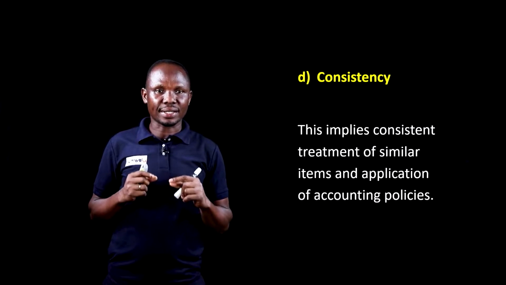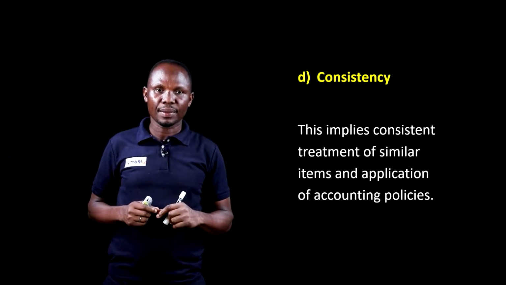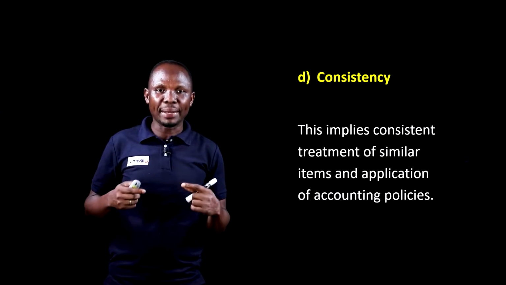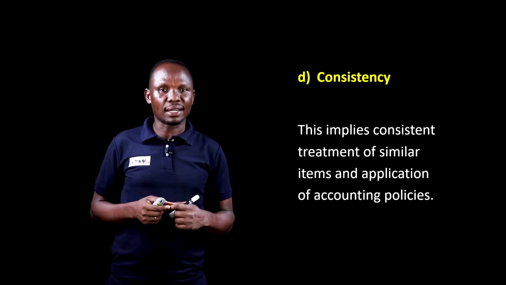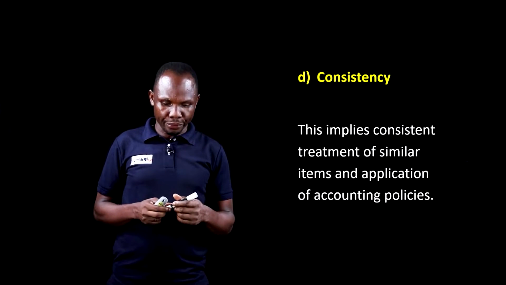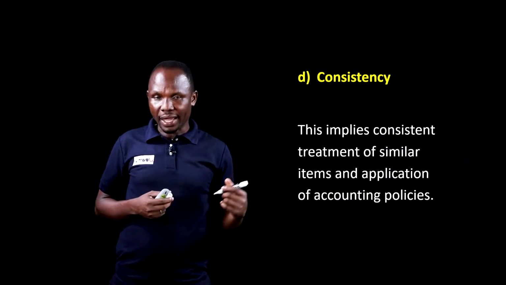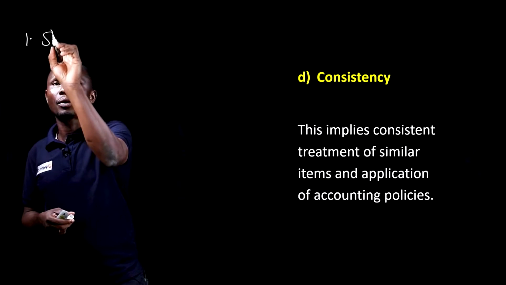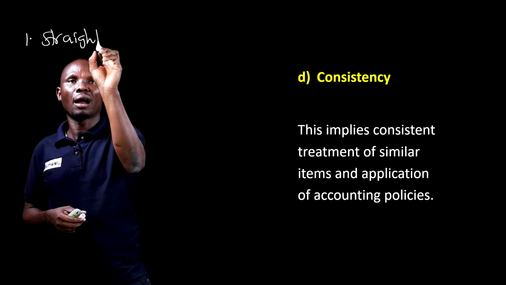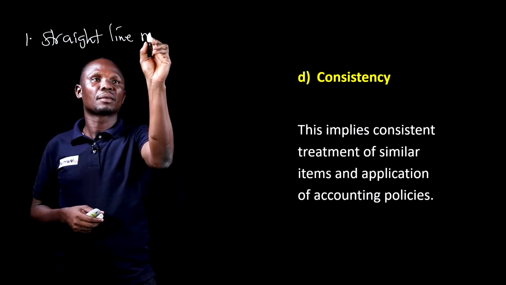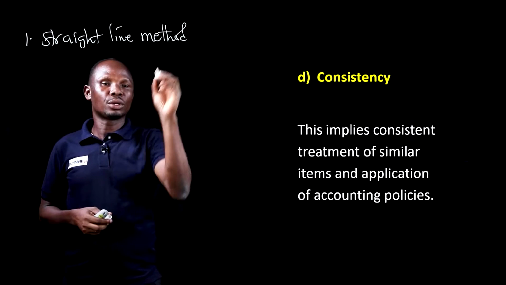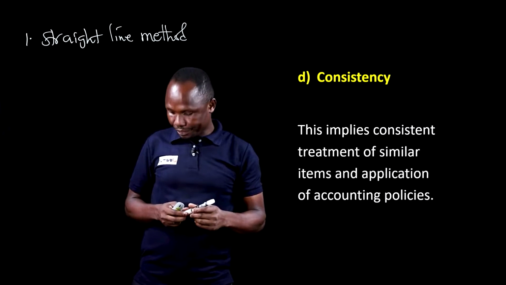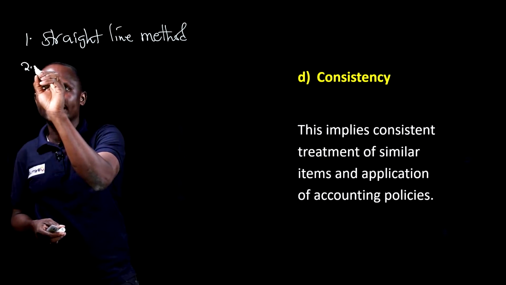The next characteristic we'll study is consistency. Consistency implies consistent treatment of similar items and application of accounting policies. Accounting permits alternate treatment of certain items. For example, depreciation can be calculated using the straight line method.